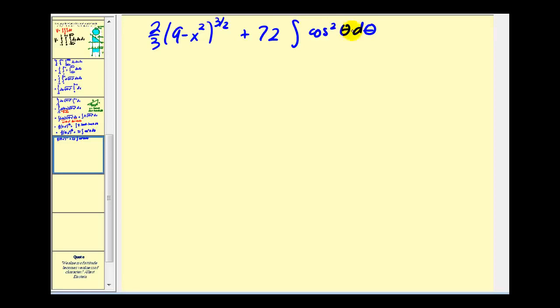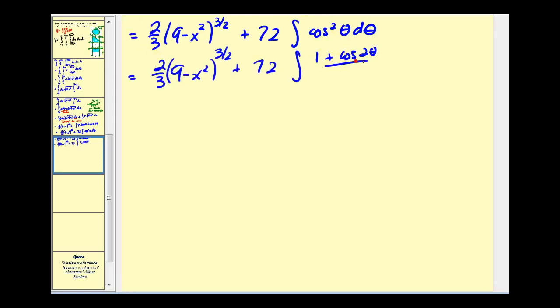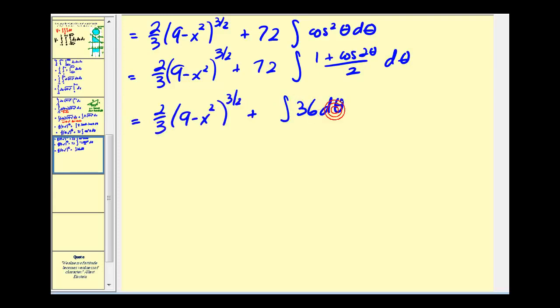Let's go ahead and apply the power reducing formula here for cosine squared theta. It's going to give us 1 plus cosine 2 theta divided by 2. Let's go ahead and simplify this. This will give us integral of 36 d theta plus integral of 36 cosine 2 theta d theta.